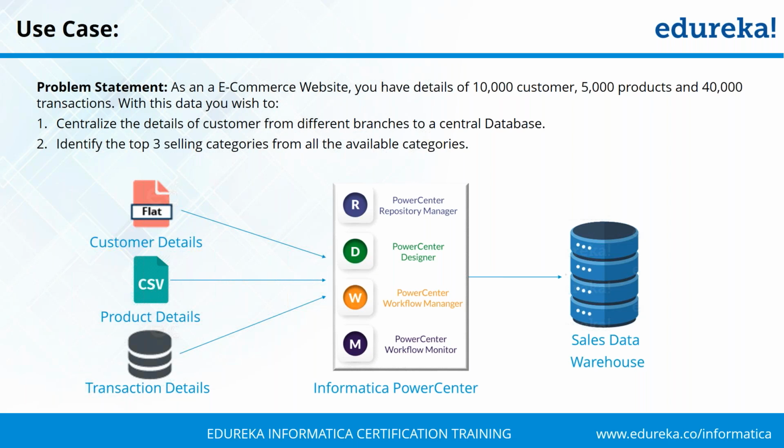Okay, now what we want to extract from this data are mainly two things. Now the first is a slightly simple process. What we need to do is centralize the data of the customers from different branches into a centralized database. That is, you want to take the details of the customers from different branches and then store it into a central database. The second is a slightly advanced use case where we're trying to understand which are the top 3 selling categories of all my available categories. So here you need to identify the details with respect to your product as well as transaction details. Then you need to find out which category sells the most product. So we'll be talking about both the simple and the advanced transformation throughout the complete logic. I hope you guys are clear with respect to the problem statement.